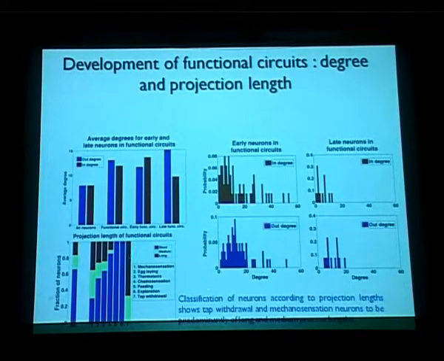While in the mechanosensation circuit, you can see that in fact the number of neurons with short processes is not there at all. Most neurons have long processes and some have medium processes. So that's actually a surprising result. But given that mechanosensation and tap withdrawal require the whole organism's participation in the movement, it's probably not so surprising.